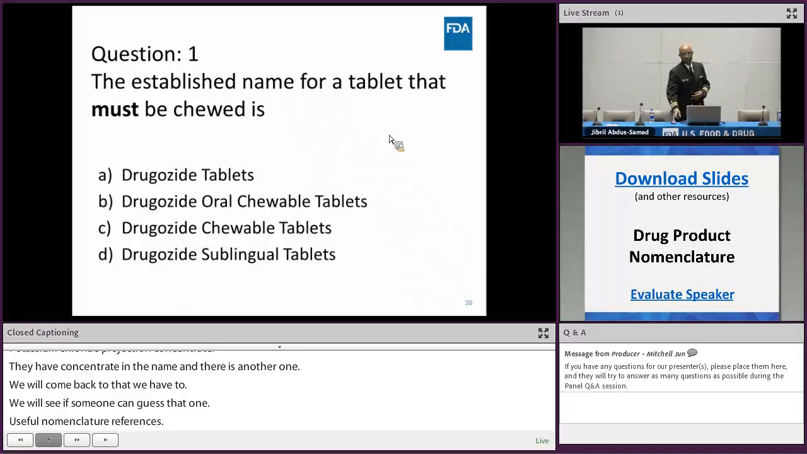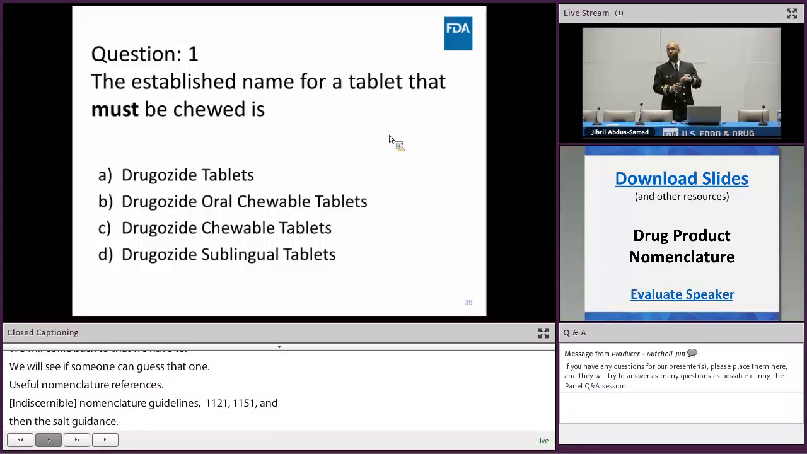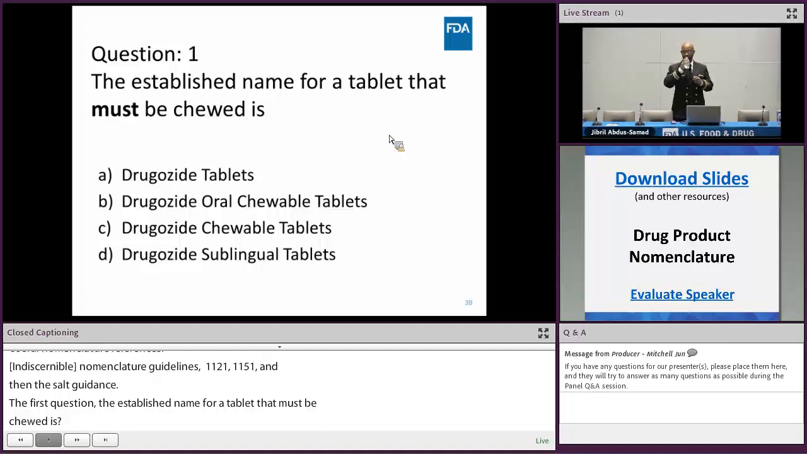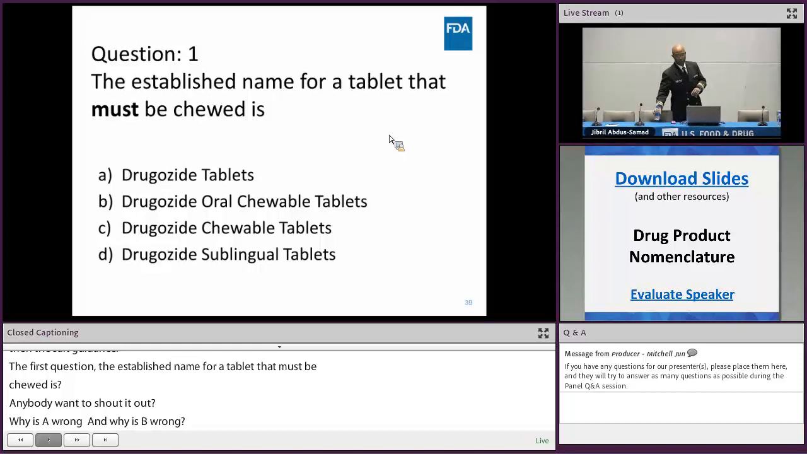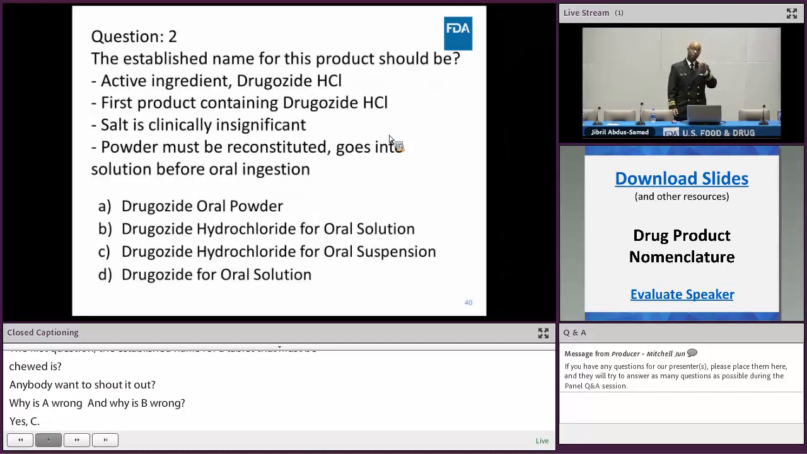First question, establish name for a tablet that must be chewed. Anybody want to shout it out? Why is A wrong? And why is B wrong? And we know why D is wrong. So yes, C. So B is wrong because we do not include oral for a tablet name.